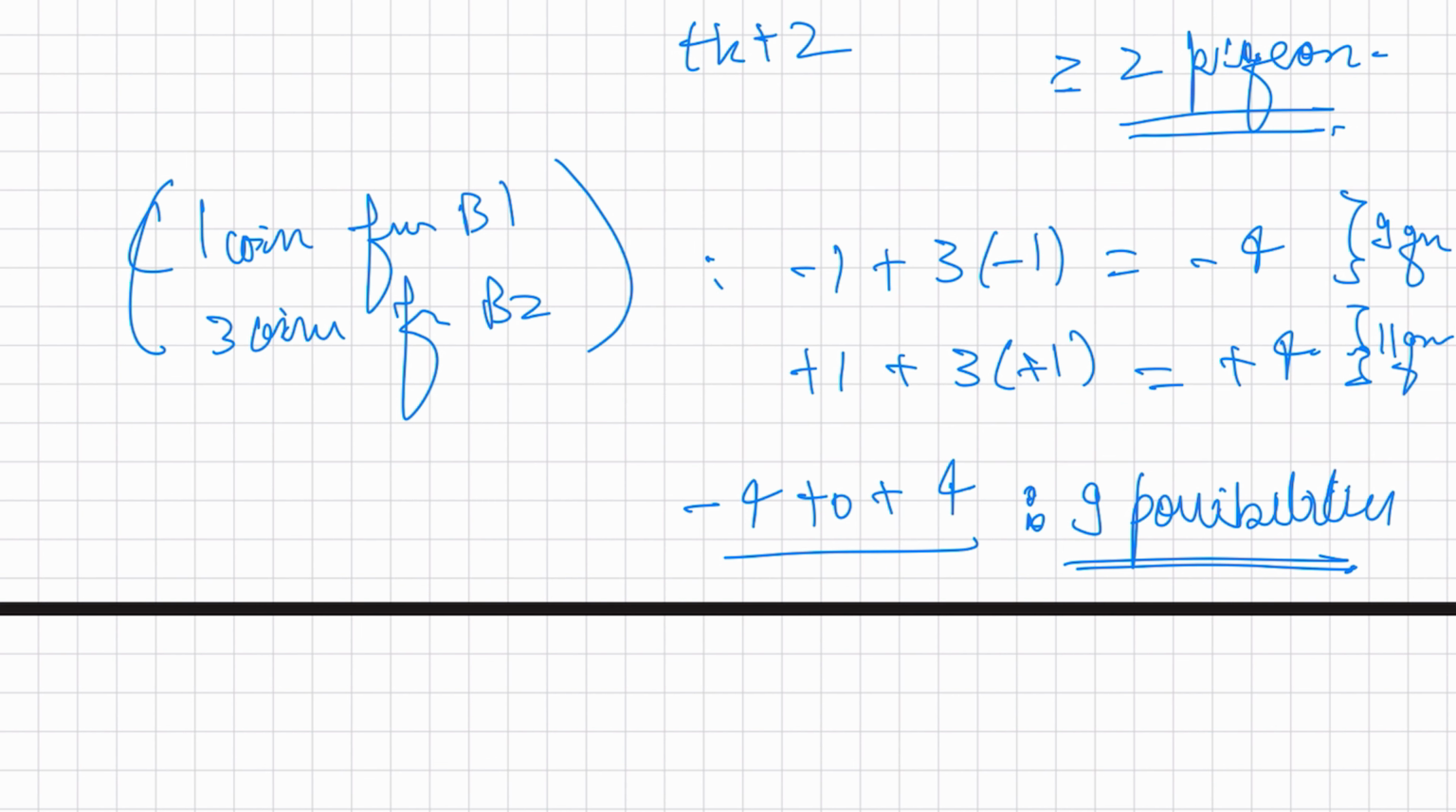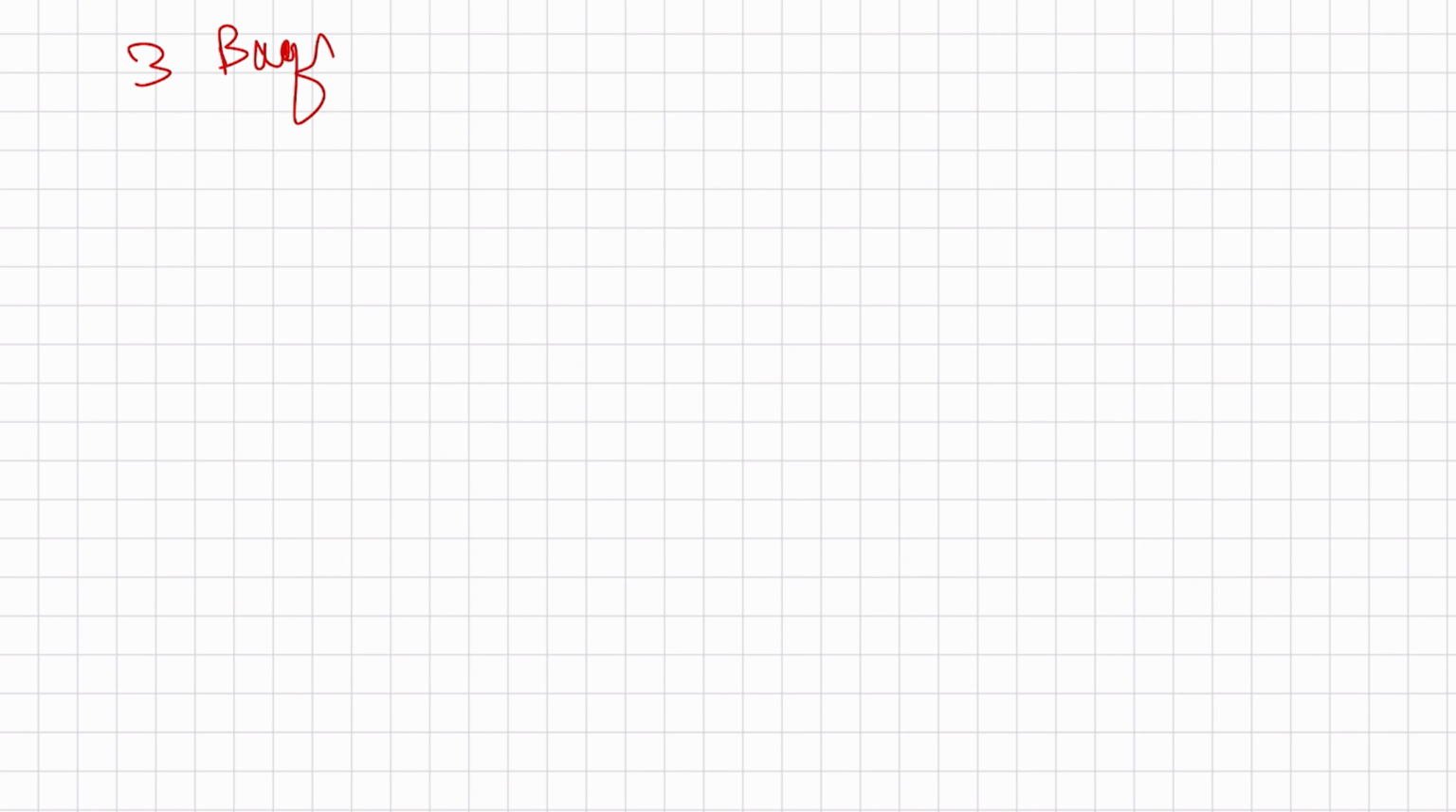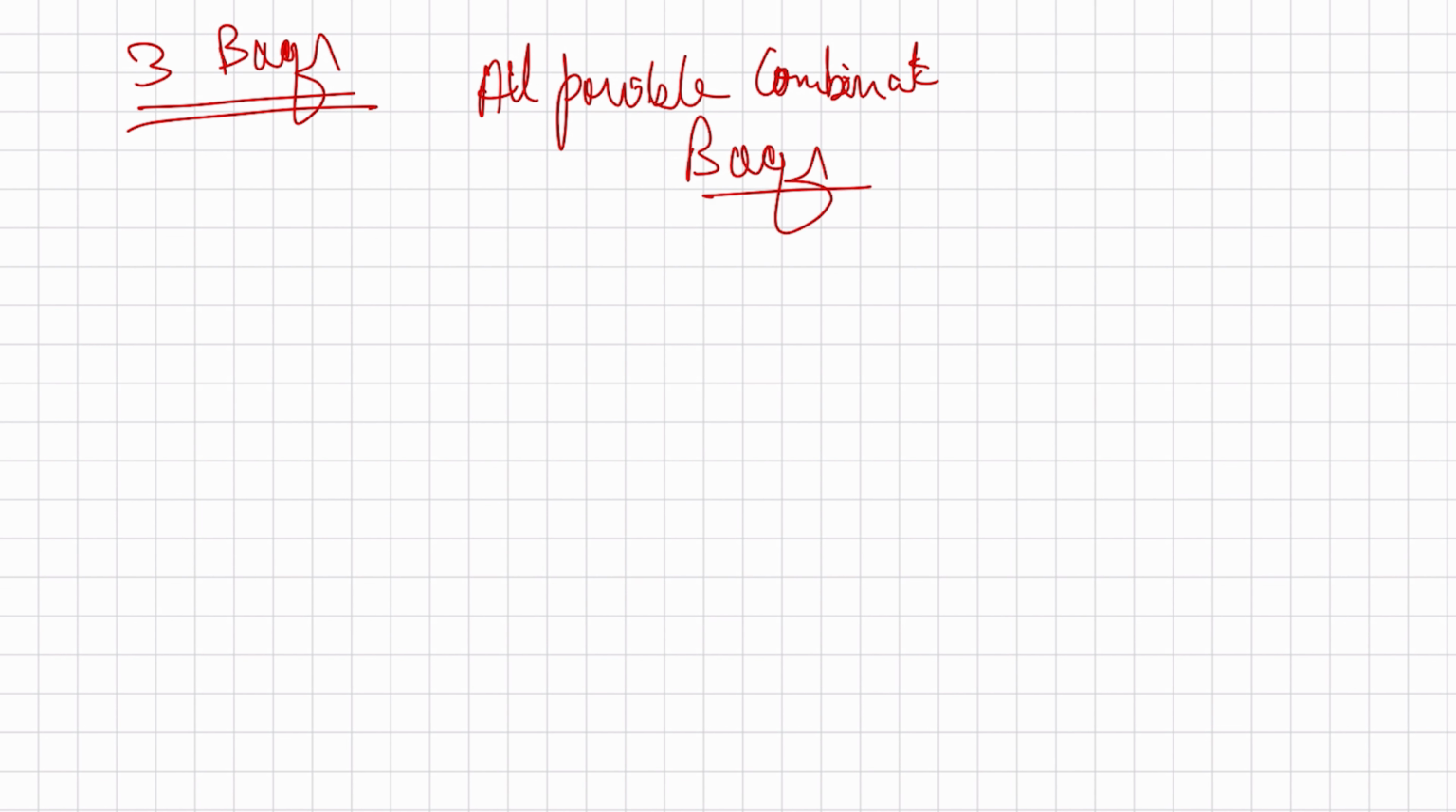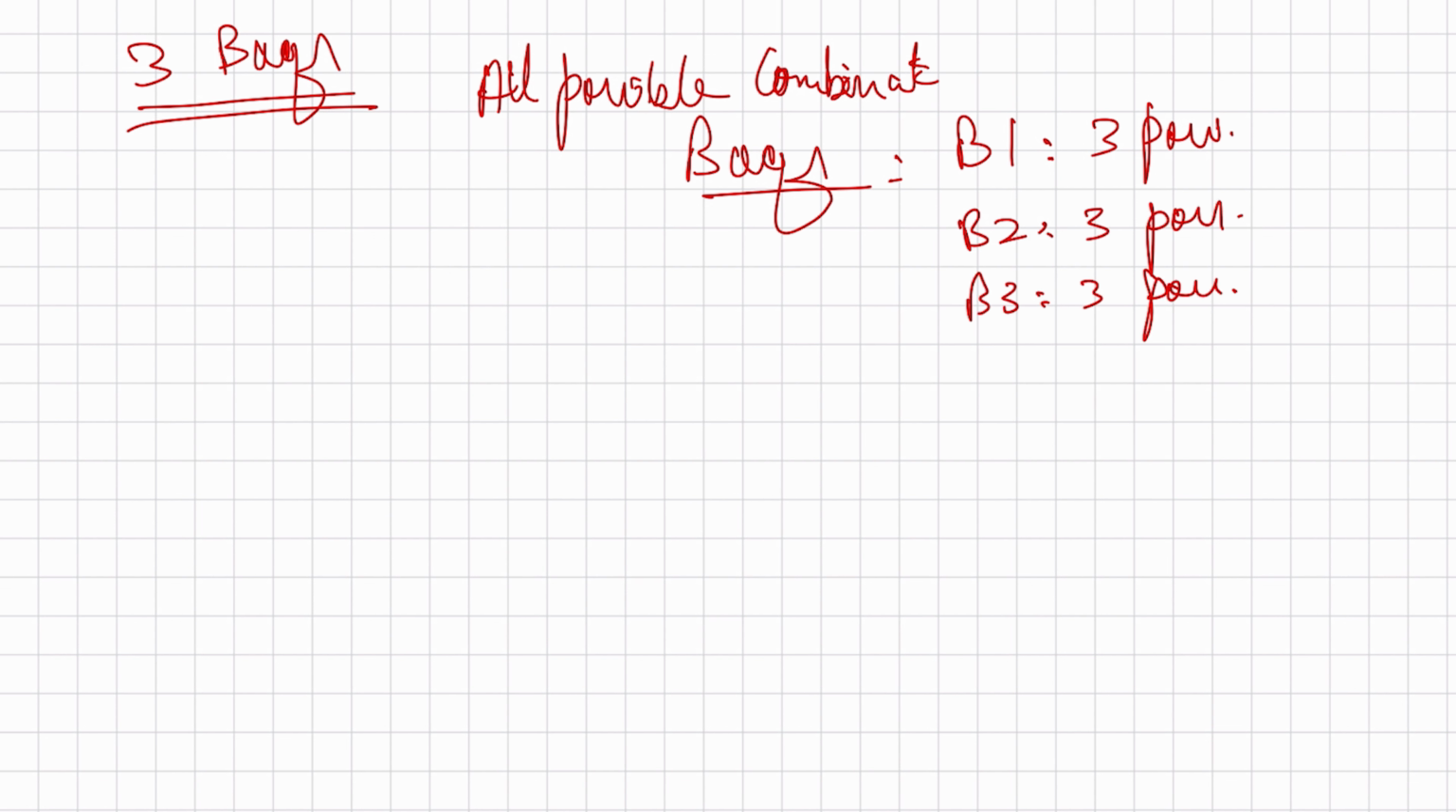Okay, now let's try to understand what would happen in our case, which is the 3 bags situation. Now again, all possible combinations of bags can be, so bag 1, again, 3 possibilities, bag 2, 3 possibilities, and bag 3 also 3 possibilities, right? So you basically have 3 cubed, which is 27 possibilities.